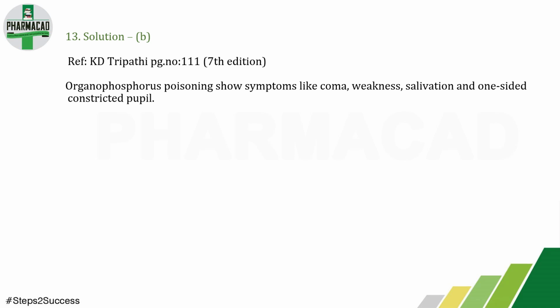So the solution for this question is organophosphorus poisoning, option B. Here salivation is increased, and weakness and constricted pupil are the effects seen after acetylcholinesterase is inhibited irreversibly. That is, they are literally damaging the acetylcholinesterase enzyme.